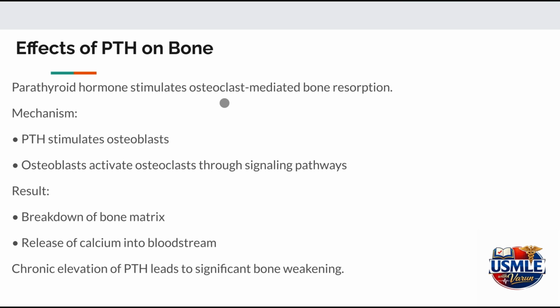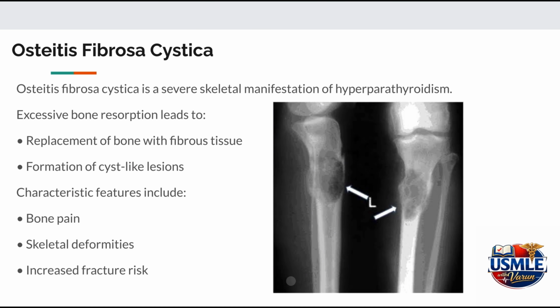Parathyroid hormone stimulates osteoclast activity indirectly. It first acts on the osteoblasts, which then signal the osteoclasts to increase resorption. PTH stimulates blasts, whereas osteoblasts activate osteoclasts through a signaling pathway. Blasts activate clasts. The process releases calcium from the bone into the bloodstream, and this is a result of breakdown of the bone matrix. Chronic elevation of parathyroid hormone therefore leads to progressive bone loss and weakening of the skeleton.